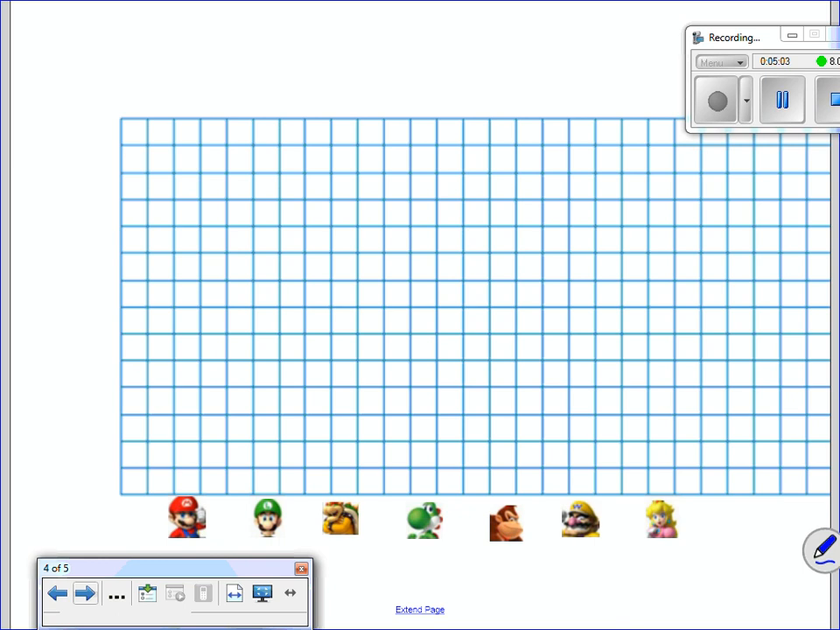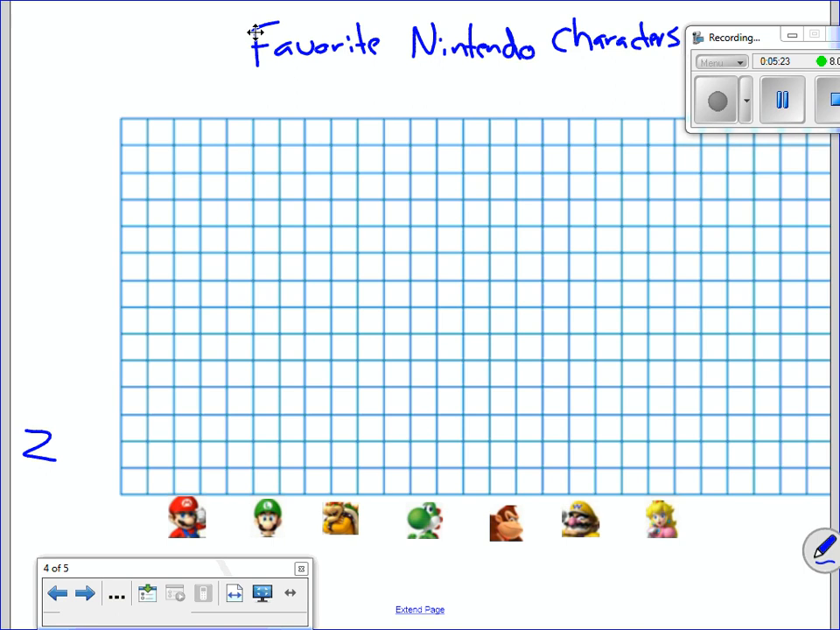How we're going to label this is we're going to call this Favorite Nintendo Characters. On the side here, we have to label our y-axis, and let's call this Number of Votes. We're going to count the votes.